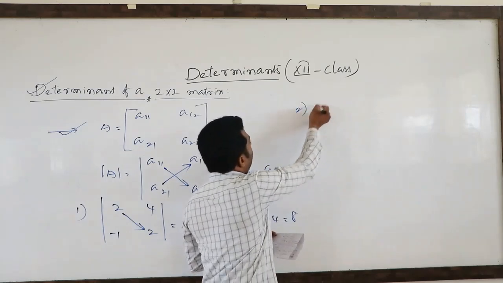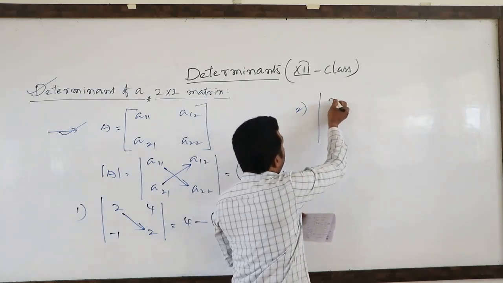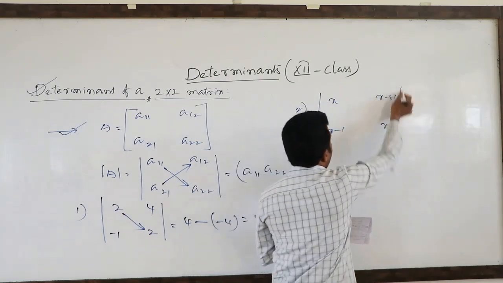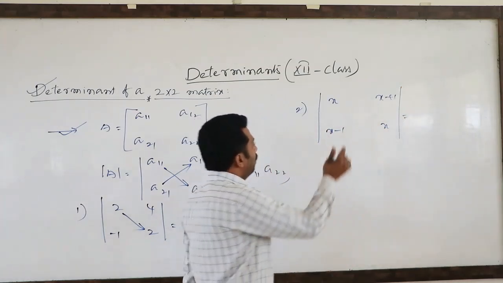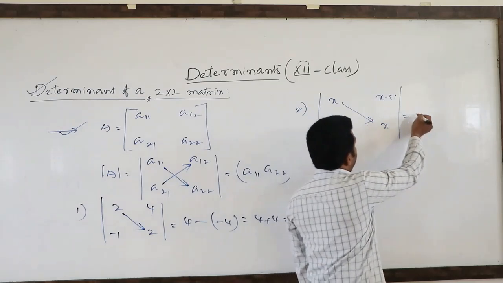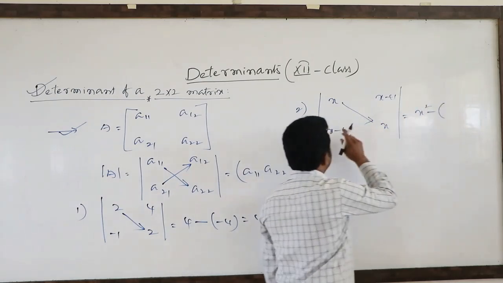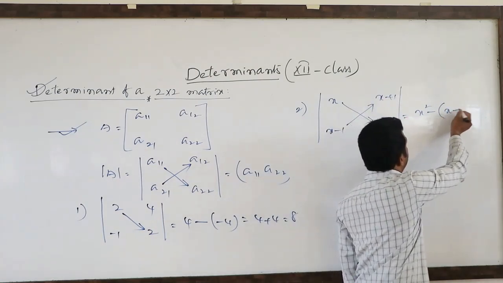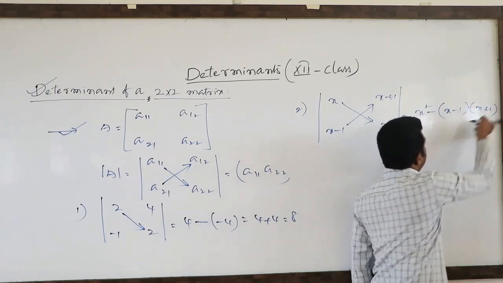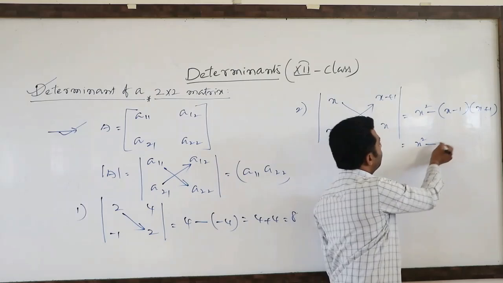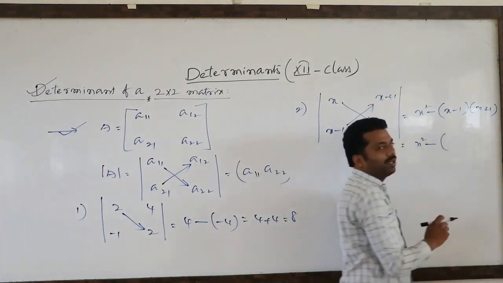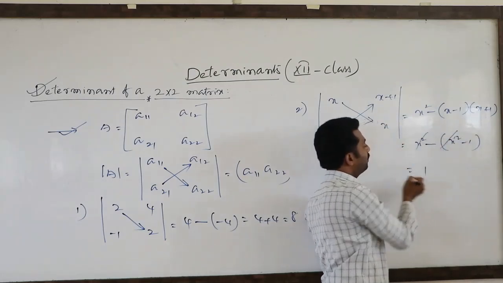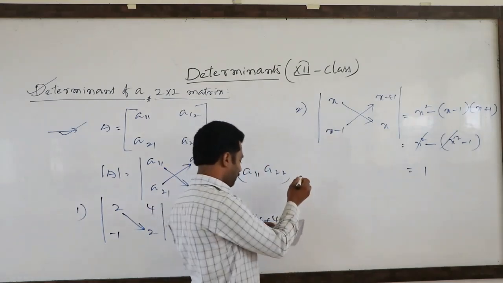Then determinant of x plus 1, x minus 1, x, how much? Product of the principal diagonal elements, x into x means x square, minus product of the non-diagonal elements. What are the non-diagonal elements? x minus 1 into x plus 1. So we can write this is x square, a minus b into a plus b type. So what we can write? x square minus 1, minus x square cancel. Answer will be 1. Next.